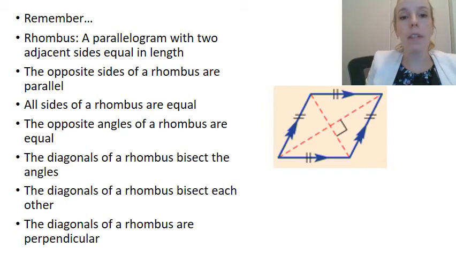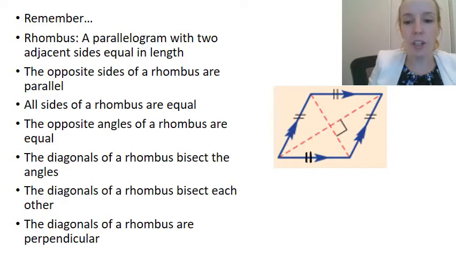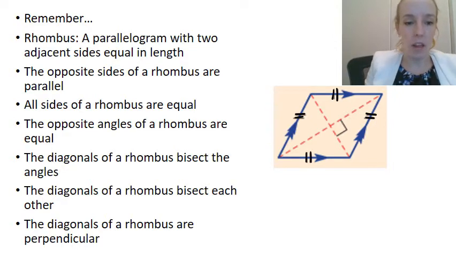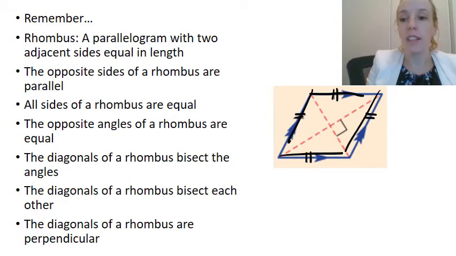We've also got a rhombus. A rhombus is a parallelogram with two adjacent sides equal in length. You can see that here with our dashes showing that each of the adjacent sides are equal in length. The opposite sides of a rhombus are parallel, so the top and the bottom are parallel, and the left side and the right side are also parallel to each other. So all sides of a rhombus are equal. We just went over that.